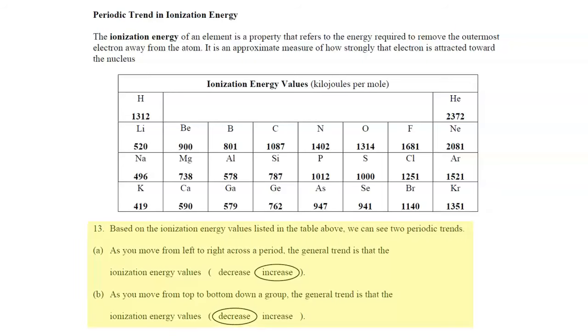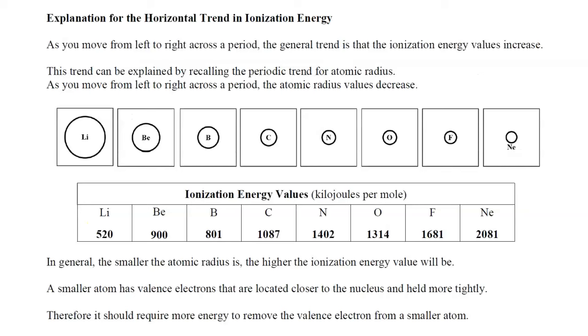And so, based on the ionization energy values that are listed in the table, there are two periodic trends that we can see, that as you move from left to right across a period, the general trend is that the ionization energy values increase, and that as you move from top to bottom down a group, the general trend is that the ionization energy values decrease. And so in your packet entitled Periodic Table, you learned about the explanation for both the horizontal and vertical trends in ionization energy. So they're opposite to the trend in atomic radius.